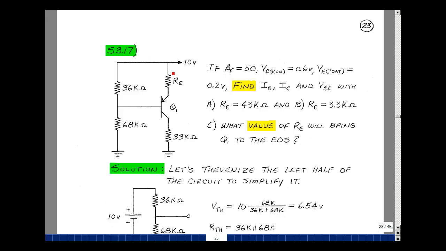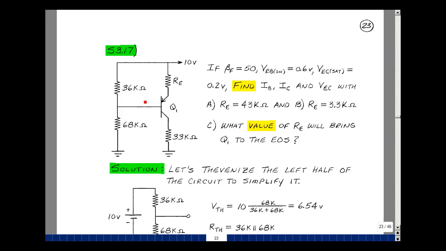Given this PNP transistor circuit, if beta F is 50 and the emitter base turn-on voltage is 0.6 and the emitter collector saturation voltage is 0.2, can you find the base current, the collector current, and the emitter collector voltage if this resistor is 43K or 3.3K? And then could you figure out the value of this that would put you at the edge of saturation?